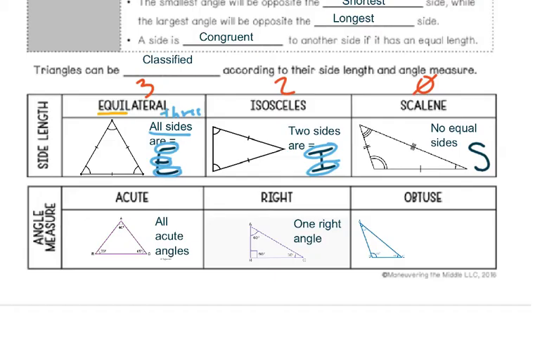angle at 110. So to summarize, we can classify triangles based on side lengths. We have equilateral, isosceles, and scalene, and we can also classify triangles based on their angle measures, and there we would have acute, right, and obtuse. Make sure that you have these diagrams and these classifications written down in your notes, and I would maybe make some flashcards or something to help memorize the differences between these different classifications.